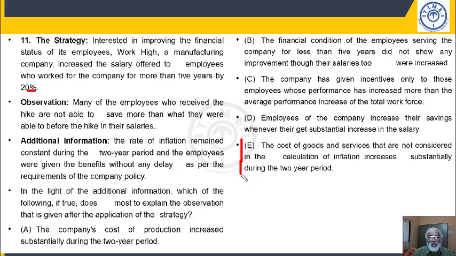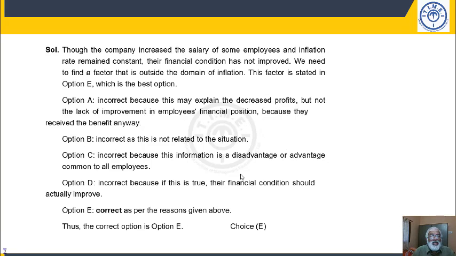So E is the answer to that question. So let's see what we have here. Though the company increased the salary of some employees and the inflation rate remained constant, their financial condition has not improved. We need to find a factor that is outside the domain of inflation. That is in E. It says that apart from the things you consider for inflation, there are other things these guys had to spend their money on, which means they could not save, which is why E is the option over here. Okay.